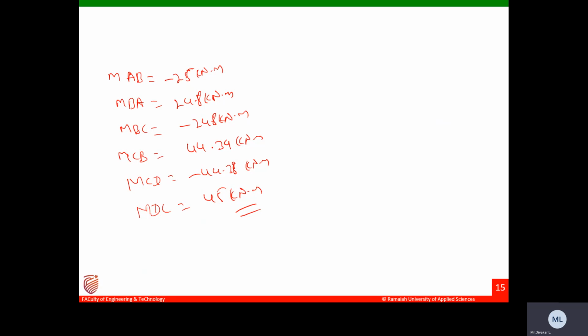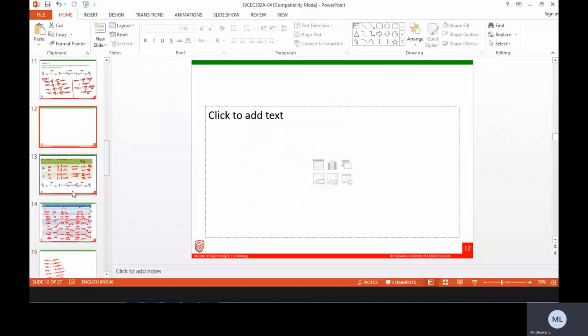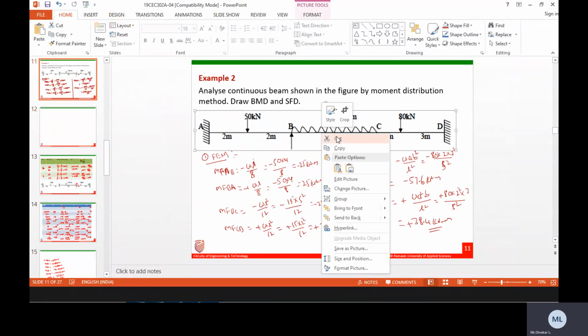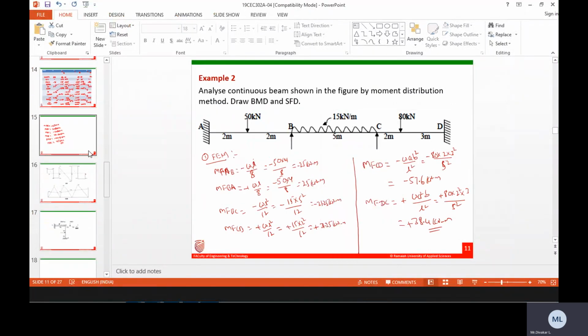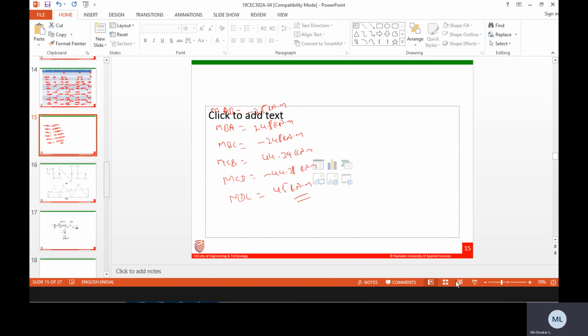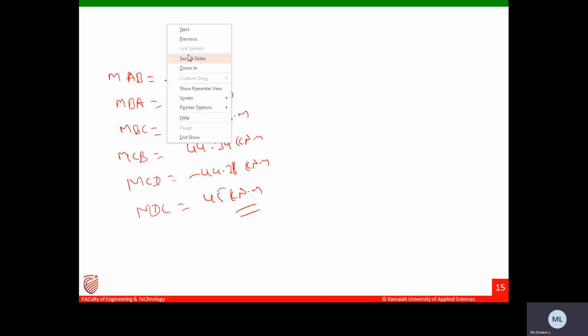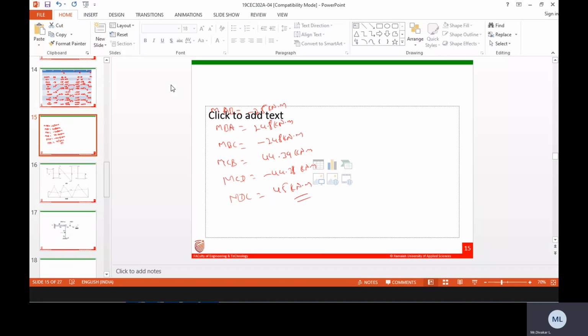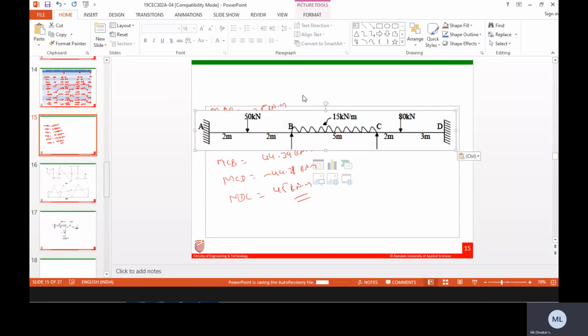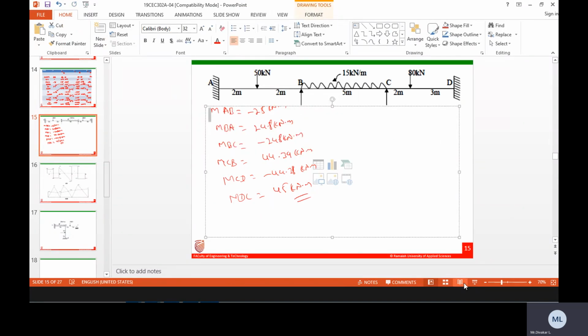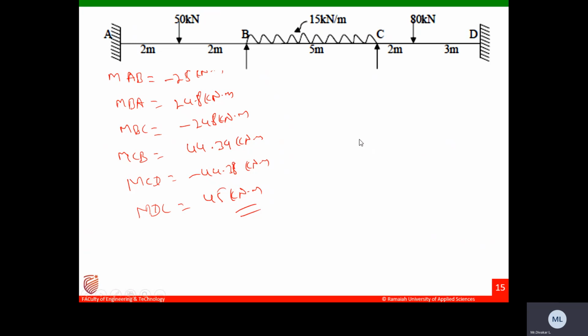So let us write down the final movements better. These are the final movements. So now we have the real beam diagram. Let us consider this real beam diagram once again, and I will paste it here. Now let us consider this.